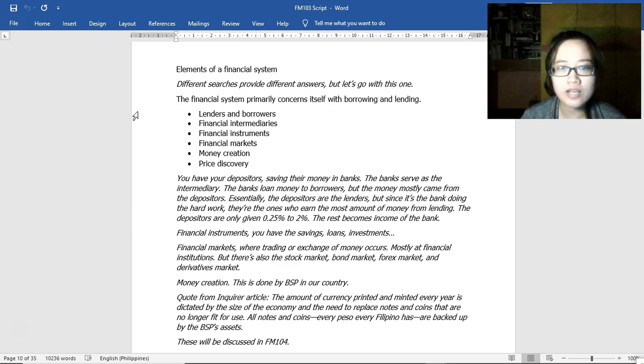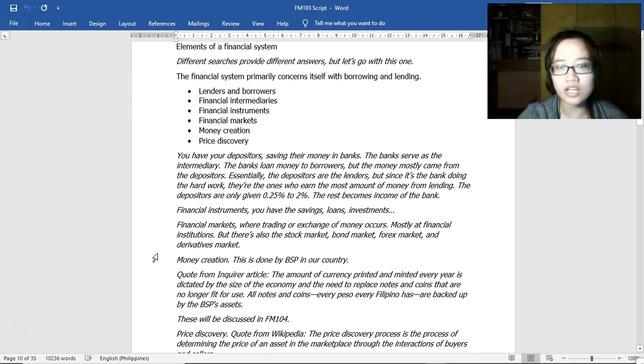Financial markets, this is where trading or exchange of money occurs, so mostly at financial institutions. But there's also the stock market. We'll be discussing that in IPM. And then the bond market, foreign exchange market, and derivatives market. Okay. Next, we have money creation. So this is done by BSP in our country.